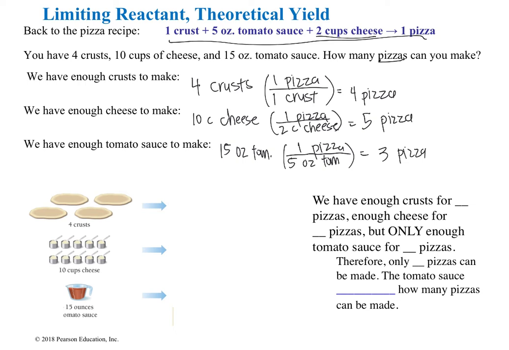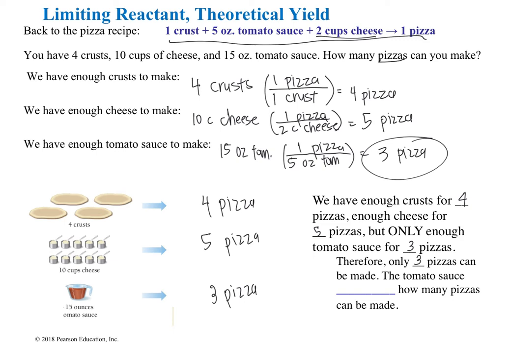So 4 pizzas with my crust, 5 pizzas with my cheese, and 3 pizzas with my tomato sauce. That means that I really can only make 3 total pizzas because my tomato sauce is going to limit me. So even though I can make 4 pizzas with crust and 5 pizzas with cheese, the 3 pizzas from my tomato sauce means that that's the maximum I can make. So therefore, we say the tomato sauce limits the amount of pizzas I can make.